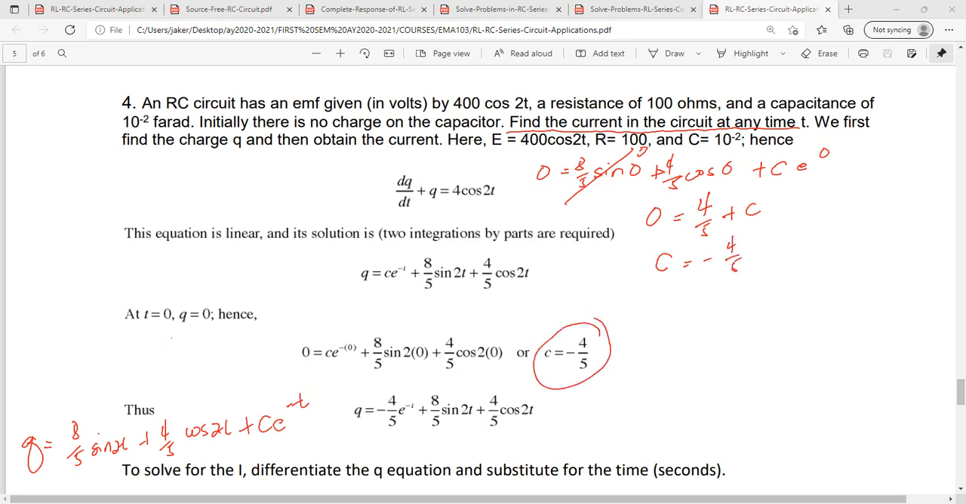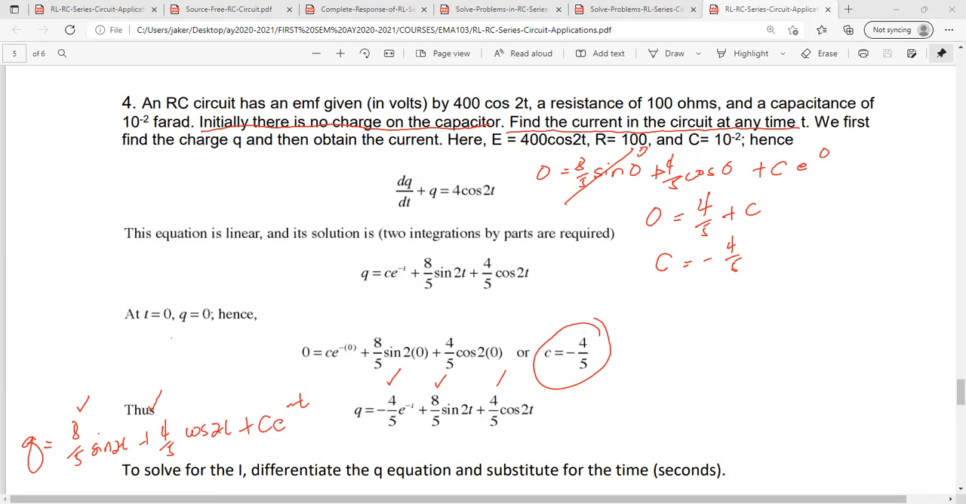You have substituted that Q in the statement here, the Q being equal to 0 at time equal to 0, because there was no charge initially in your capacitor. Now you can replace this C with the value negative 4 over 5, so negative 4 over 5 e raised to negative t. And you have 8 over 5 for the coefficient of the sine 2t, and 4 over 5 for the coefficient of the cosine 2t. This is your Q now.